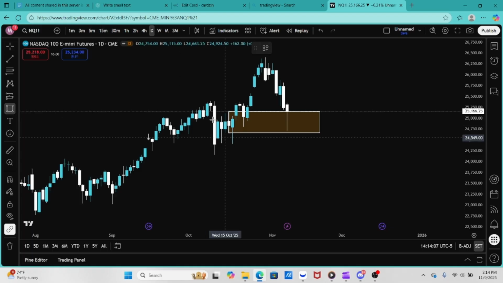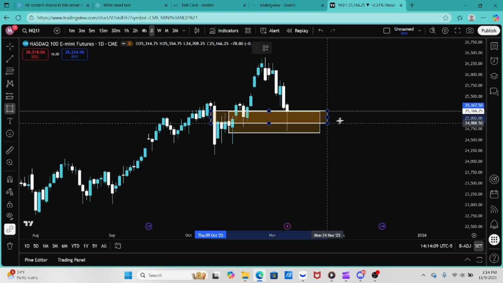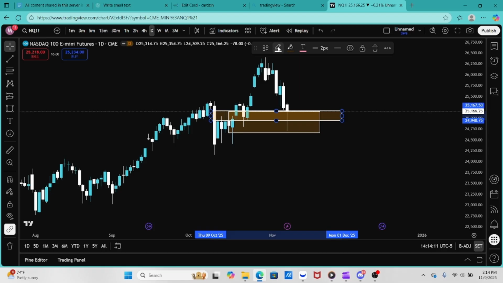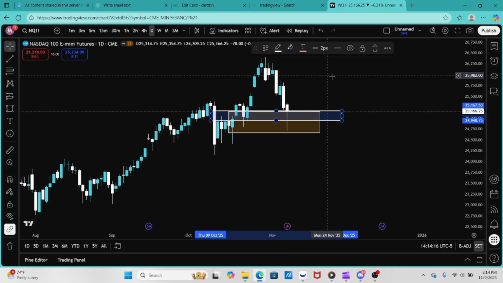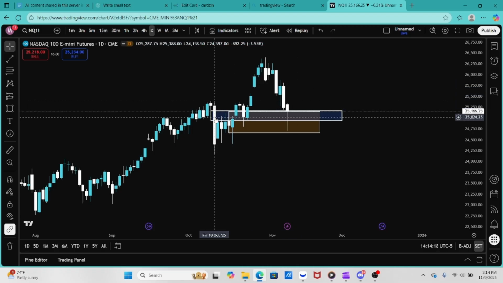And then we have a fair value gap. Oh my goodness, bro, it's looking so nice. Look at this fair value gap. We inversed the gap and traded perfectly above the gap and the order block. Now this is on a daily time frame.